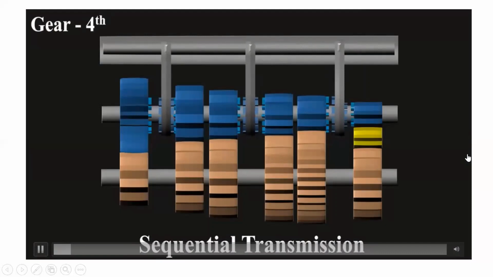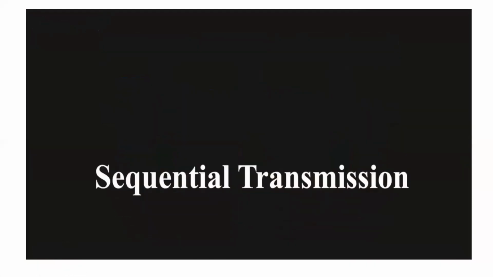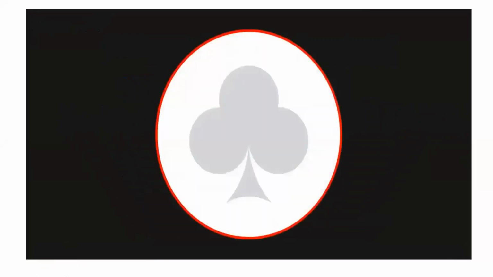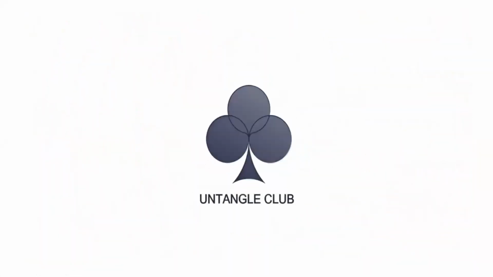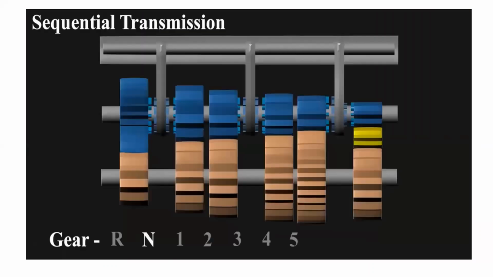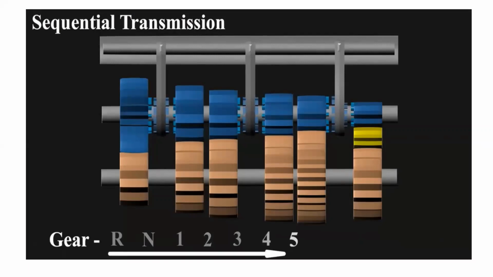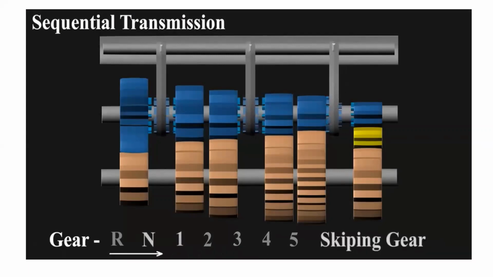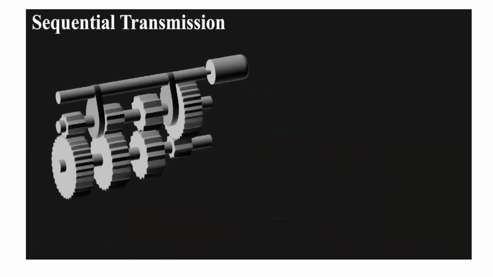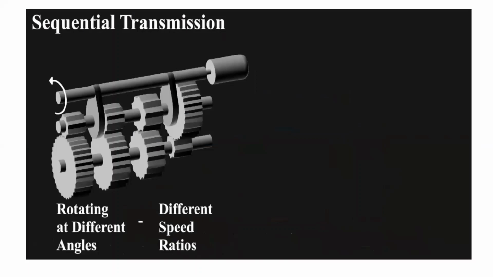How does a sequential transmission work? Let's untangle in this video. As the name suggests, in sequential transmission, the gear shifting is done in a fixed sequence, which means shifting into any consecutive gear is possible, but skipping gears as in manual is not. The interesting thing to note here is that the gear shifts take place just by rotating one shaft. And just by rotating it to different angles, you can obtain different speed ratios.